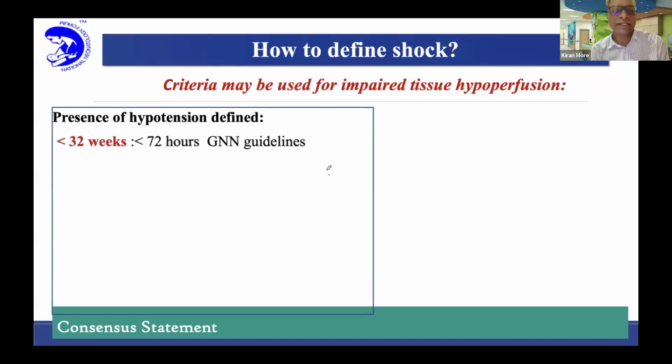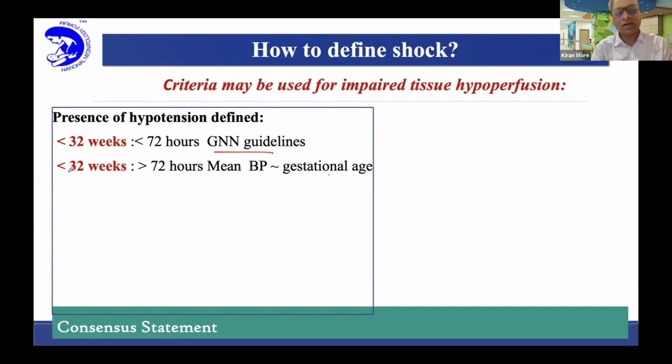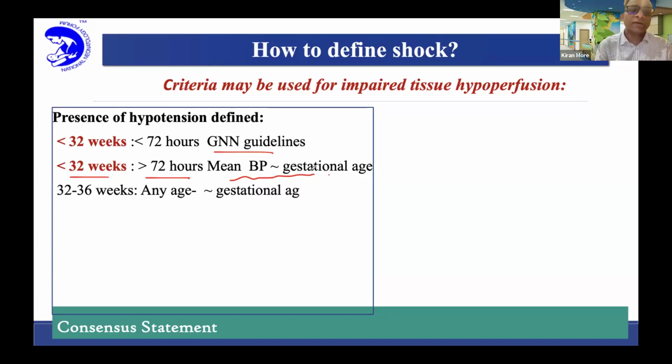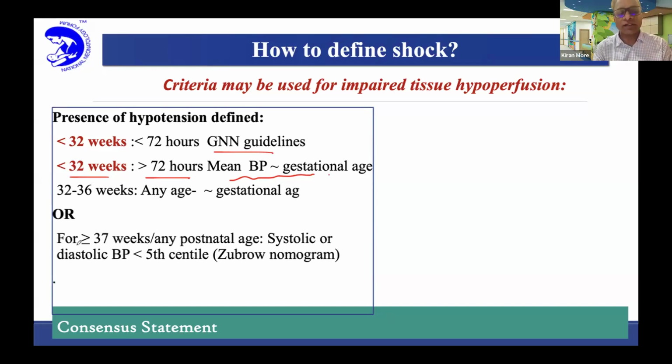Surprisingly, gestation equal to mean works true many times, but for babies less than 32 weeks and less than 72 hours, there are German Neonatal Network guidelines which need to be followed, which I'll show in the next slide. But for more than 72 hours, you might be okay to follow mean equal to gestational age. So your answers of 26 and 30 weeks for more than 72 hours are probably correct. For babies at term, more than 37 weeks, you have to follow systolic and diastolic less than the 15th percentile on the Zubrow nomogram. For a 38-weeker, 40-weeker, or 42-weeker, please don't follow mean equal to gestation. But yes, for less than 32 weeks, you are probably right to follow that.